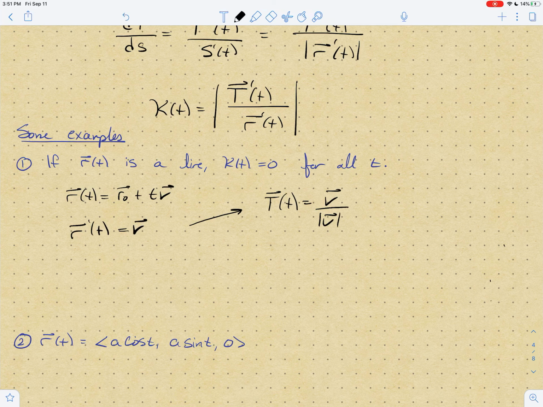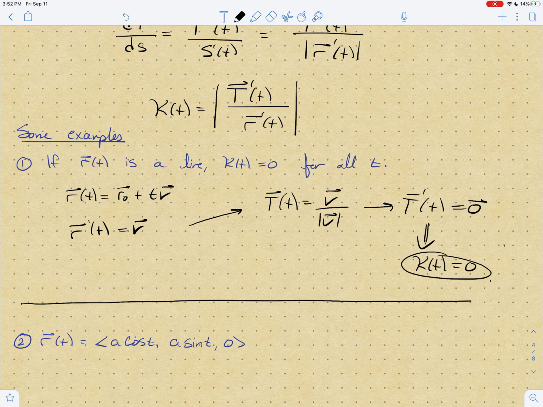That's fine, length of v. But then here comes the problem: T prime of t, this is constant. And so T prime is just 0. And so that means that the curvature at any point t is just 0. T prime is the 0 vector, and so the length of the 0 vector is the scalar 0, which is what we got there. So that's the first example.